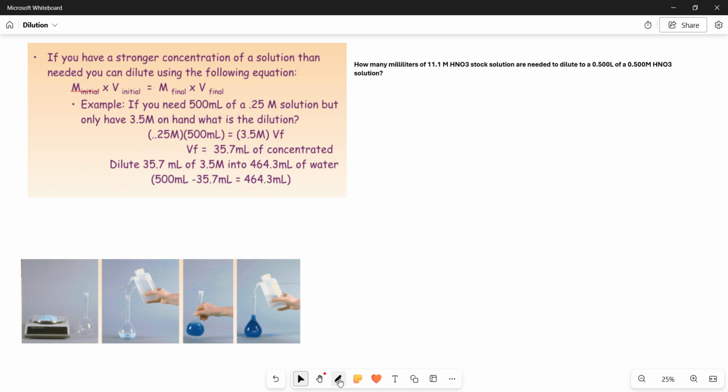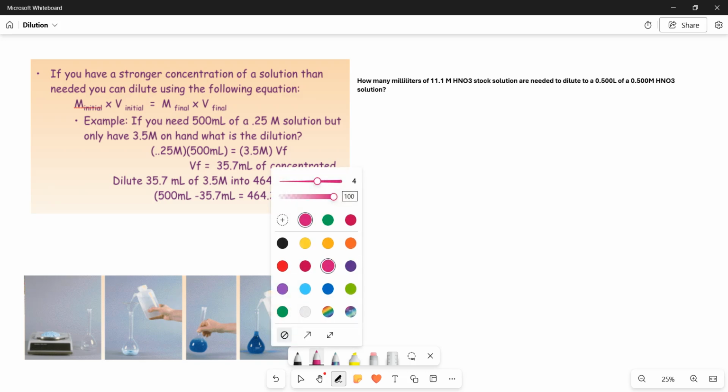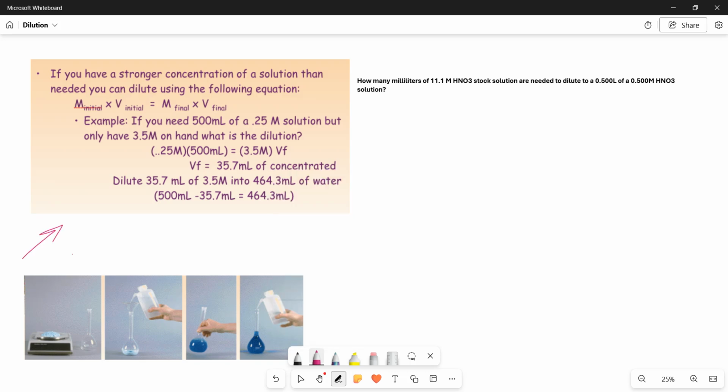So in the upper left corner you can see that I have some notes, and in these notes it explains dilution. So let's say we have a concentrated solution and I need to make a less concentrated solution from it. So I'm going to use the formula M initial times V initial equals M final times V final. Initial would be the more concentrated solution and the final would be the less concentrated solution. So here is an example. And M, capital M, stands for molarity and V stands for volume.